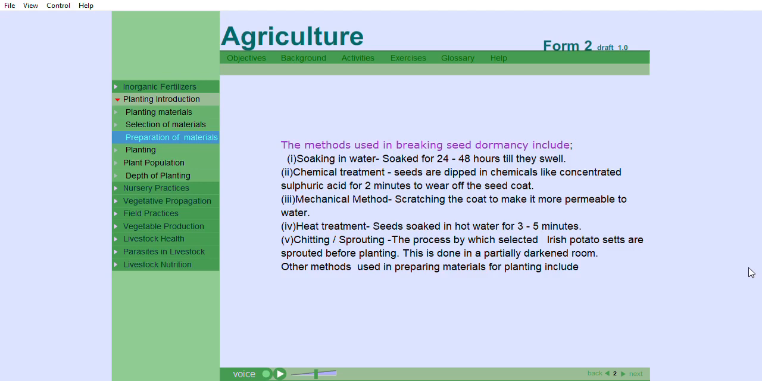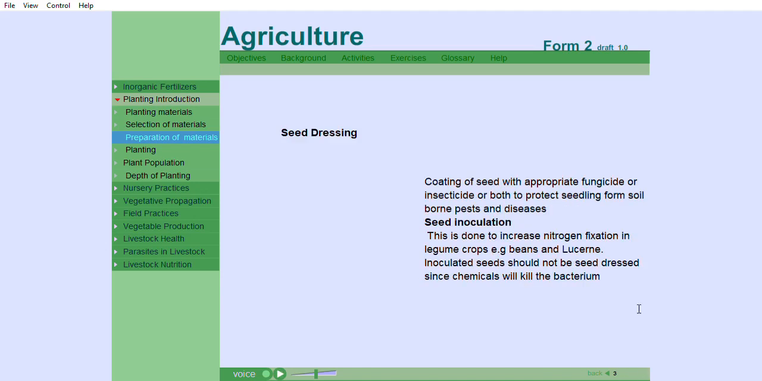Chitting or sprouting. The process by which selected Irish potato sets are sprouted before planting. This is done in a partially darkened room. Other methods are used in preparing materials for planting. Seed dressing. Coating of seed with appropriate fungicide or insecticide or both to protect seedlings from soil-borne pests and diseases. Seed inoculation. This is done to increase nitrogen fixation in legume crops, for example, beans and lucerne. Inoculated seeds should not be seed dressed since chemicals will kill the bacterium.